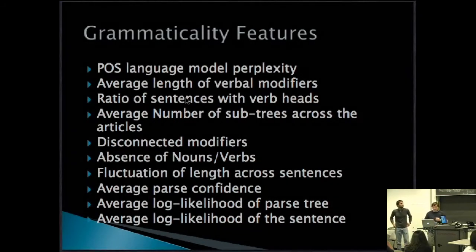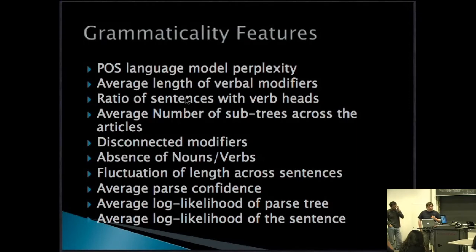So to go into more depth on our grammaticality features, the first one was the part-of-speech language model perplexity. We did this by training a 5-gram part-of-speech model over the 100 million word corpus. The next few were derived from the dependency parser. The average length of verbal modifiers we thought would be important, because we noticed that the trigram model tends to string a bunch of modifiers together, and you'd expect the average length of verbal modifiers to be longer in the fake sentences than in actual sentences.